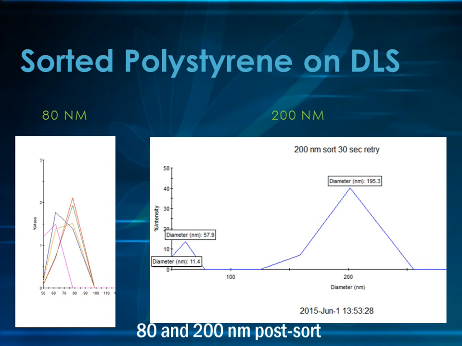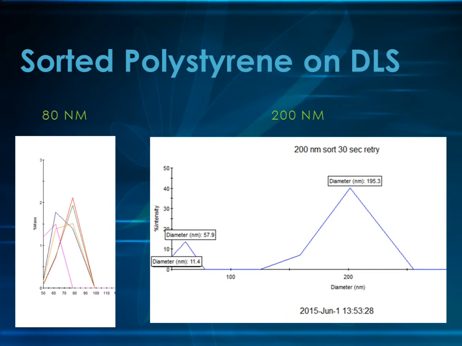The 80 nanometer post-sort was analyzed on the Beckman-Coulter Delsimax using dynamic light scatter. The Delsimax takes several minutes to analyze the samples with 10 replicates to provide an accurate measurement with a 532 nanometer laser. The histogram seen on the slide shows the distribution of the sample versus intensity of the particles.